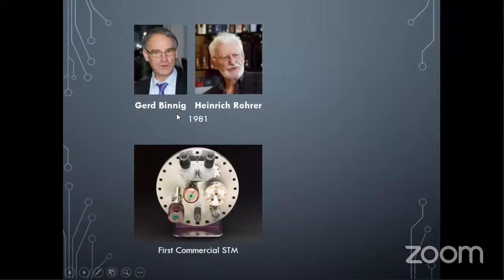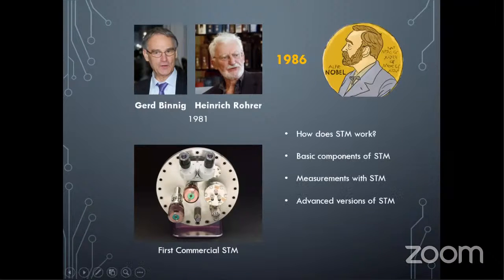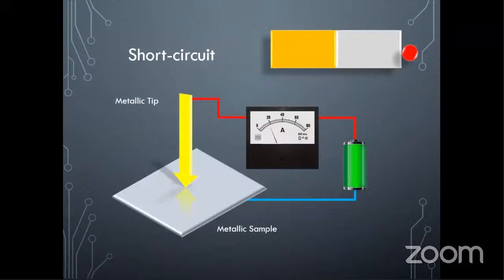So Gerd Binnig and Heinrich Rohrer in 1981 developed the scanning tunneling microscope, and they got the Nobel Prize in 1986 for making the scanning tunneling microscope. So in one or two slides I'll just cover how the scanning tunneling microscope works, and then I'll proceed to the other parts.